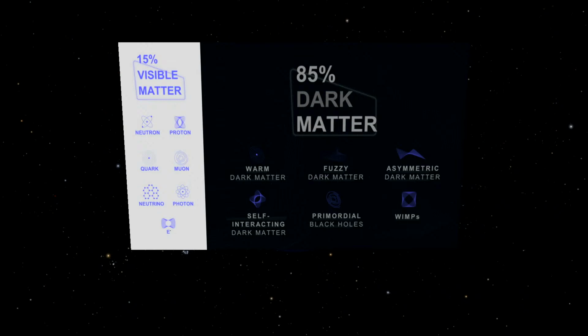But some of you have probably heard of these things on the left-hand side: protons, neutrons, quarks, neutrinos, photons, electrons. These are all things that we've been able to measure. We know they exist. We can measure their properties. We can measure their masses. We can measure what happens when they interact with each other. And so we know a lot about that visible matter.